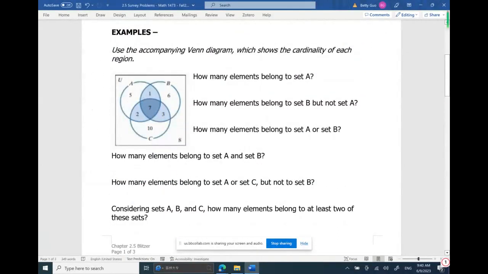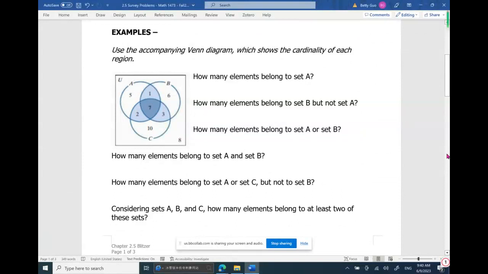This is the diagram. The rectangular box is a universal set. In the box, we have 3 sets, A, B, C. And one thing I need to point out, 5 here is not an element. 5 here means there are 5 elements in A but not B or C. You see what I'm talking about?